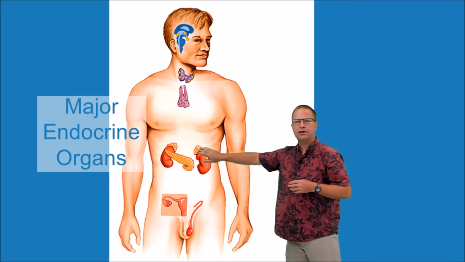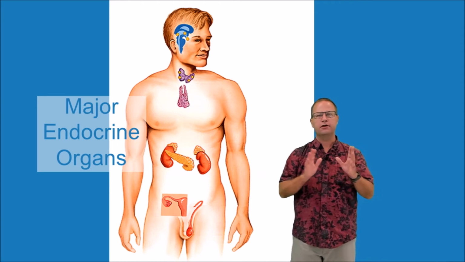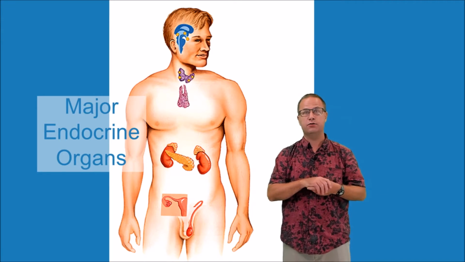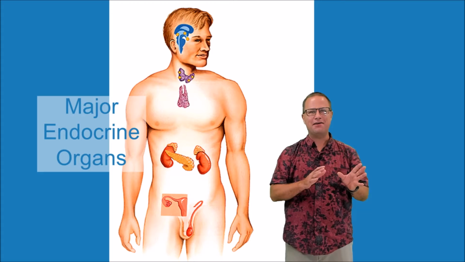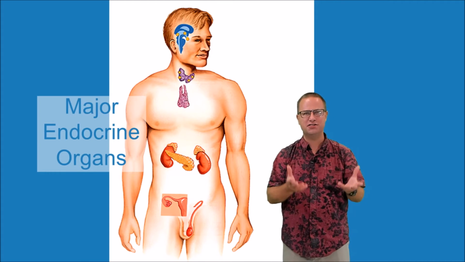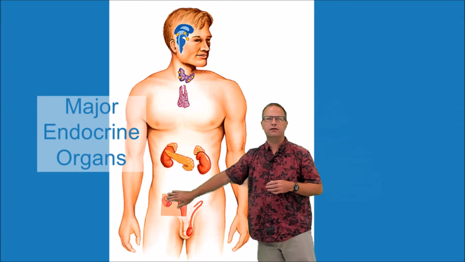And finally, over here we have the adrenal glands. The adrenal glands secrete a suite of different hormones. They're located on top of the kidneys, and one of the hormones secreted by the adrenal glands would be epinephrine. Remember, epinephrine and norepinephrine are those sort of catecholamine hormones that help us deal with emergency situations, like fight or flight, stuff like that.